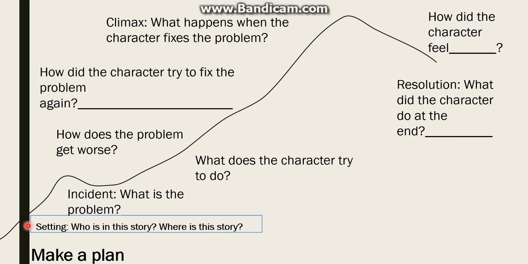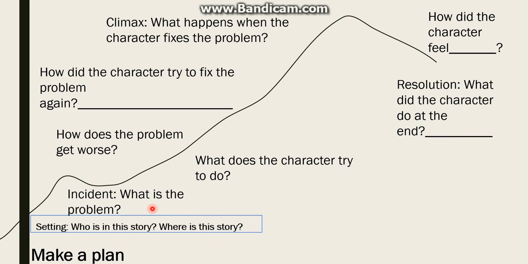So at first, I had them think about who is in the story and where is the story. So in a narrative, students shouldn't include maybe more than one or two characters and one or two settings, because otherwise the story is going to get too complicated and they won't be able to finish it in 20 minutes.